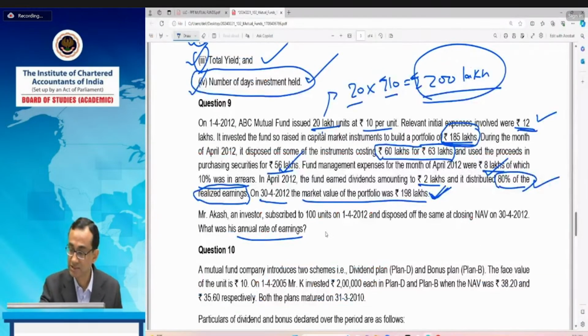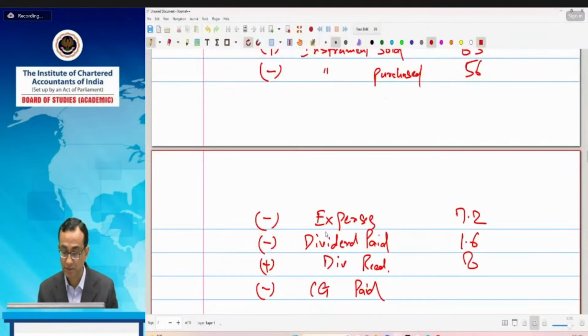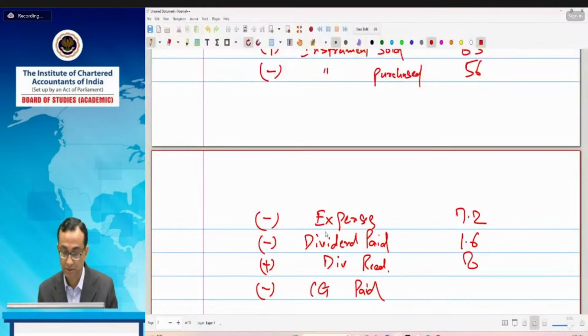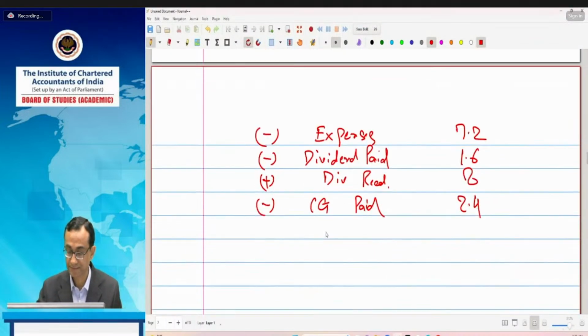How 3 lakh? 63 lakh minus 60 lakh, because the instruments cost 60 lakh and were sold for 63 lakh. So 3 lakh was the capital gain, and 80% of it has been realized and distributed. So 80% of 3 lakh comes to 2.4 lakh.